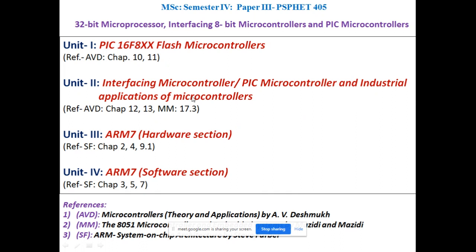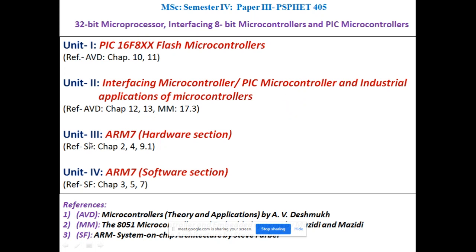That means when you have a microcontroller, you need interfacing of the different devices with the microcontroller. Microcontrollers are typically used to control the different devices. Maybe it may be a motor, it may be a relay, it may be some electronic circuit. You may connect some sensors to the microcontrollers. So how the interfacing can be done, and what are the various applications which are actually implemented in the industrial environment, that we are going to study in unit 2. So that will actually complete the study of microcontrollers. We will be studying basic microcontrollers and their applications.